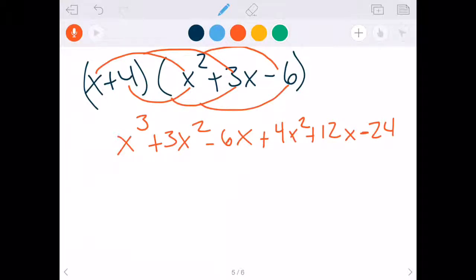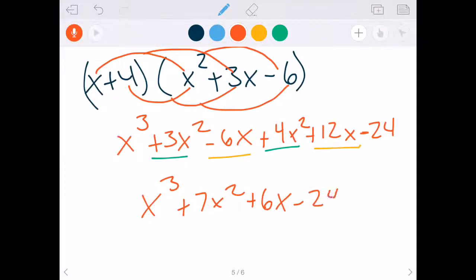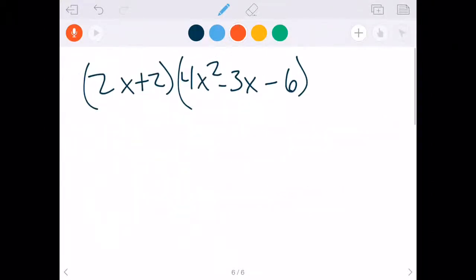So we have some more numbers here. We have some like terms with the x squared. We also have some like terms with the x. And again, remember, it's going to be in highest exponent value first. So x cubed is going to come first, and then I have plus 7x squared plus 6x minus 24. So that right there is fully simplified.